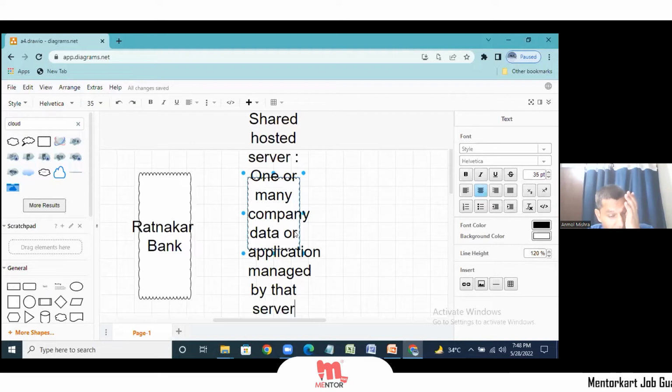Okay, so again, I will explain. Just write this down. If completed, then please give me the answer yes. So I will give you the definition of the dedicated hosted server. It's written.